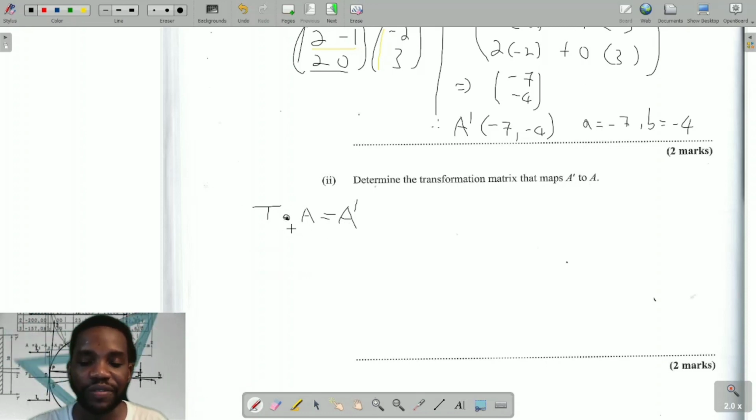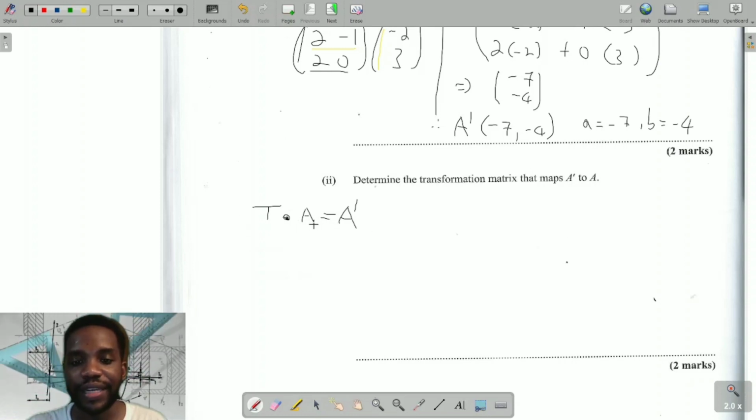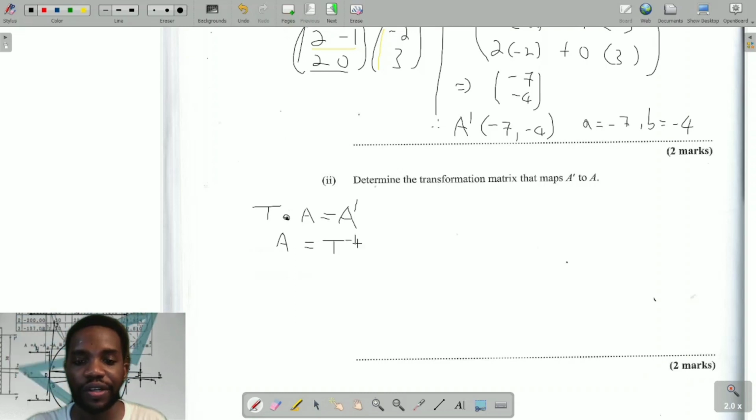Now in matrix we don't divide, because normally if this was a regular equation, you'd have divided both sides by t. Instead, you multiply by t inverse. So you can say that A is equal to t inverse times A prime.